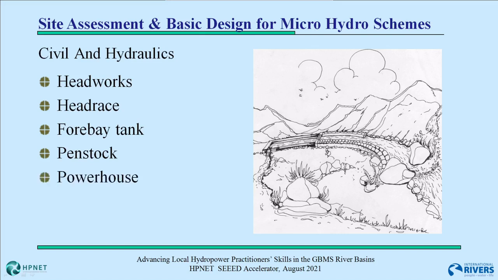Powerhouse is a building that accommodates and protects the electromechanical equipment such as the turbine, generator, and other end-use machines. Tail race is a channel or a pipe that conveys water from the turbine after the power generation back into the stream.